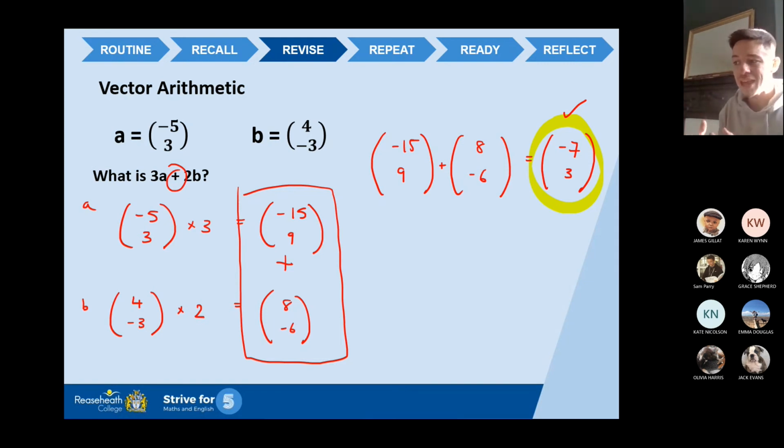So if it's 3a, you have to take your vector for a and times the top number by 3 and the bottom number by 3. And then once you know what you need to do with those, you put them together or times them or whatever you may have to do.